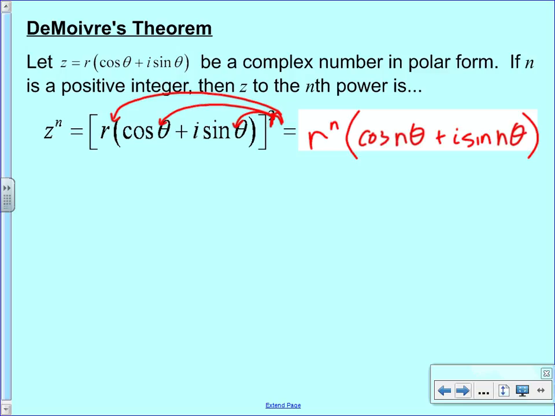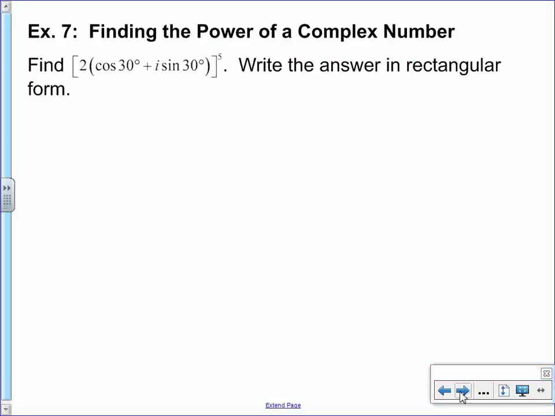You see it? Let's practice. Here we go. Take that to the 5th power. So instead of multiplying it by itself 5 times, take the shortcut there. That's just 2 to the 5th times cosine of 5 times 30 plus i sine 5 times 30.